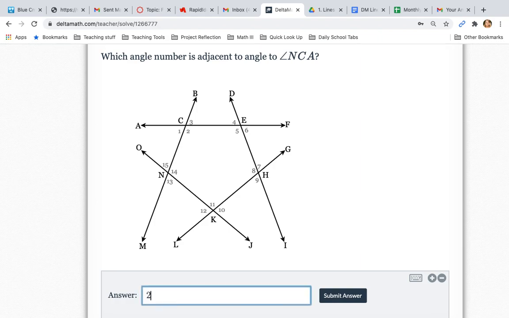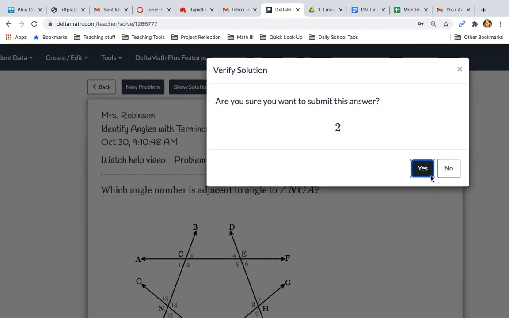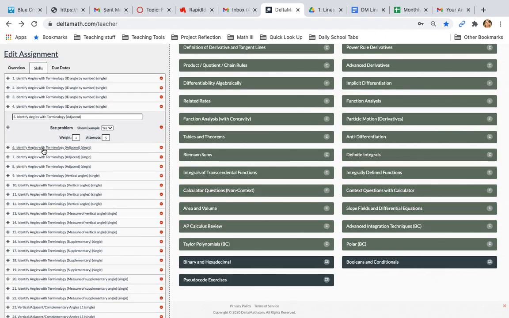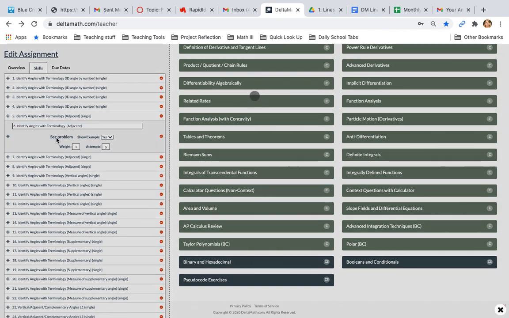So I'm going to just type in 2. So as you can see, not a hard assignment. Just kind of wanting to get you to get more familiar with the terminology. I think I did 5. Let's do 6.